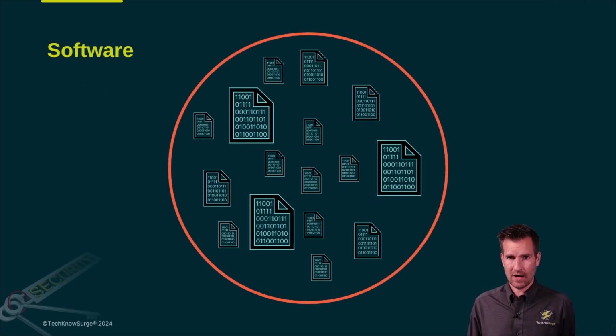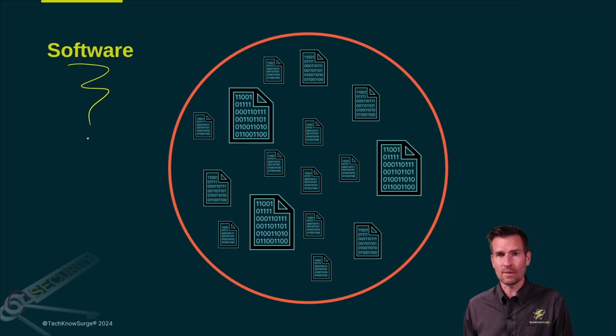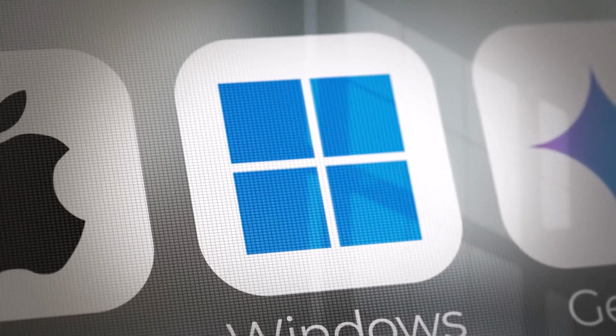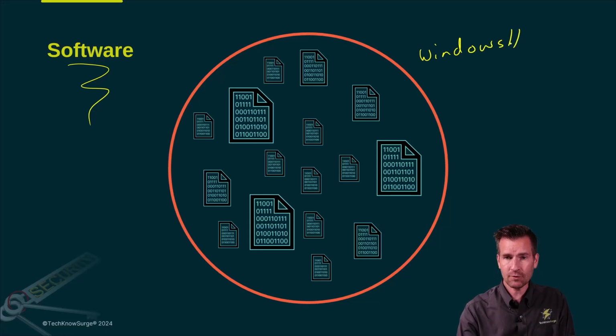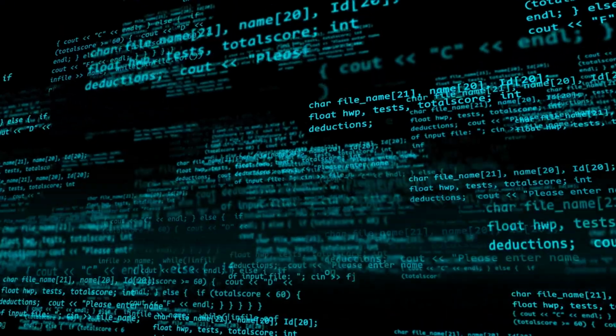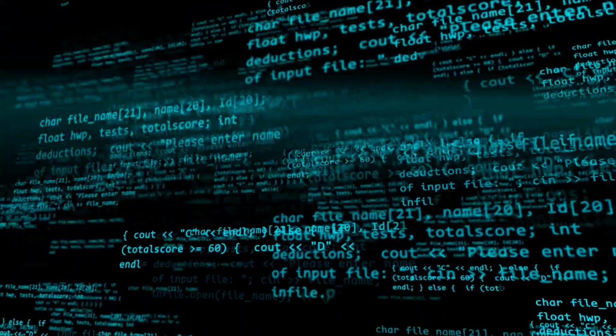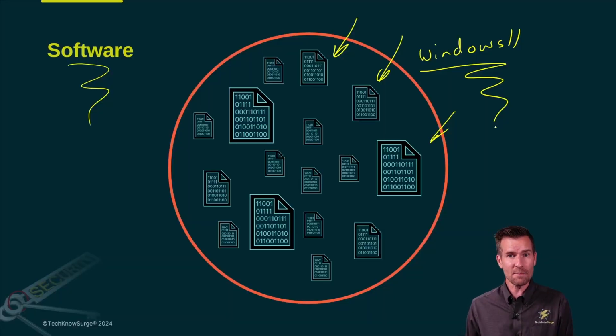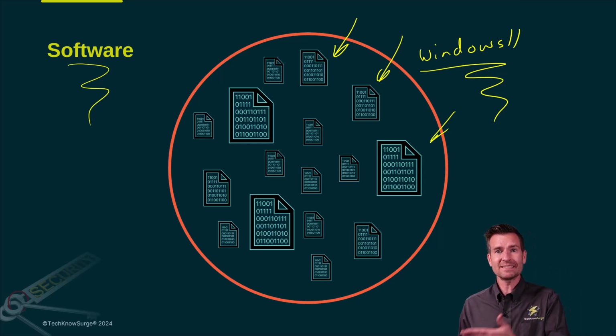Software is a program, or it could be many different programs that tell the computer what to do. An example might be Windows 11. Windows 11 is software. However, there's a lot of programs that all make up Windows 11. So it's not just one program, it's many different programs working together to give us that Windows 11 environment that we may be used to.